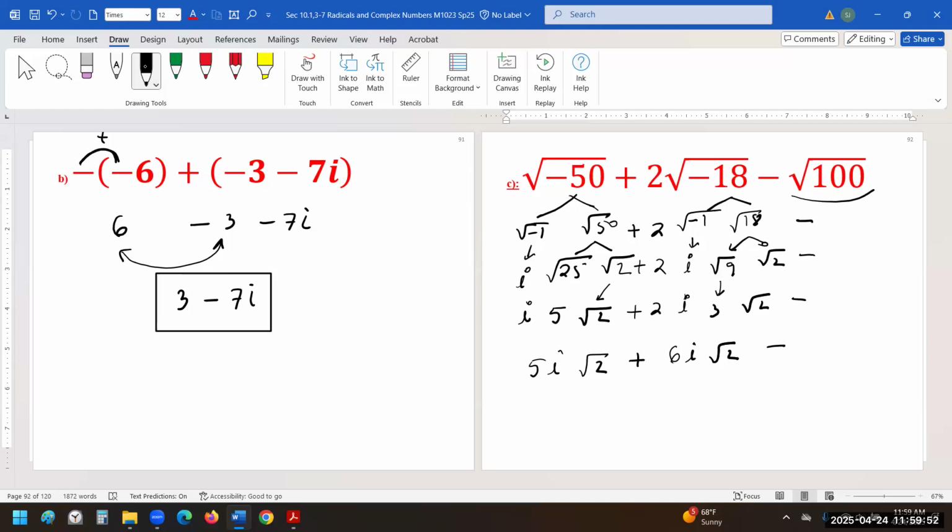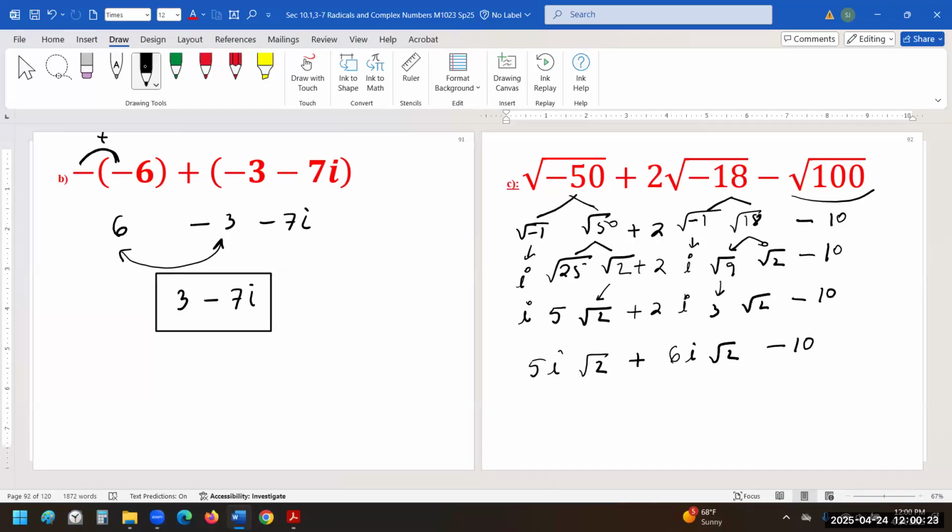And lastly, square root of 100, is it a real number or imaginary number? Real number. What is the square root of 100? 10. So we have at least one real part. 2 are imaginary, 1 is real. Now, can you combine these two? In order to combine, we have to have the radical part and the imaginary part the same. Do you have the same i? Yes. Do you have the same radical? Square root of 2, square root of 2?